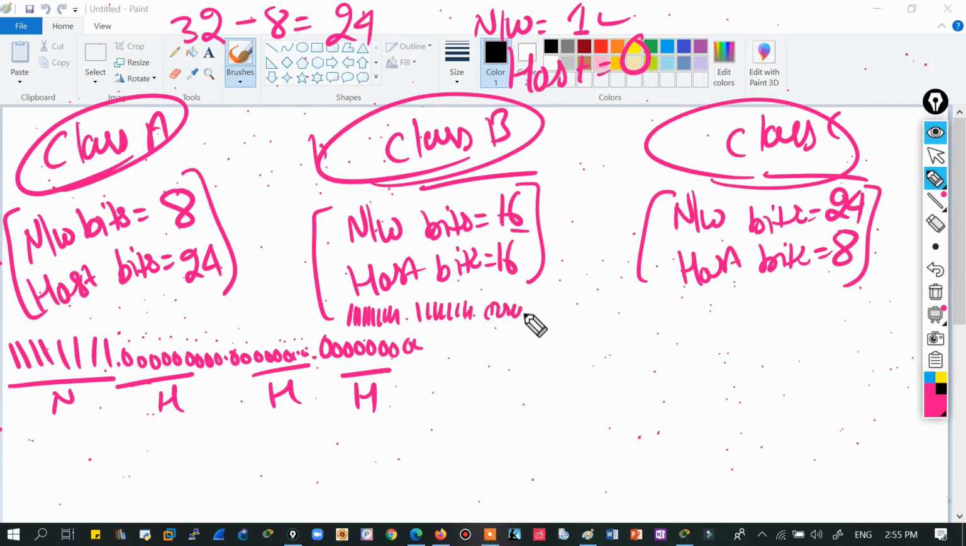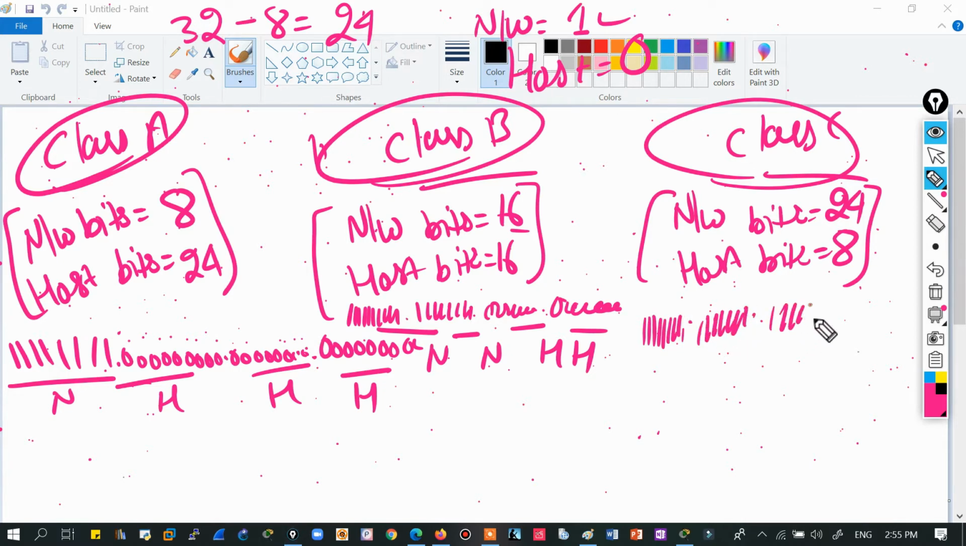And there should be 16 zeros, like this. So it means in class B there are 2 network parts and 2 host parts. It will make sense to you, just a minute. And in class C, 8, 16, and then 24 network bits and 8 host bits. So in class C there are 3 network parts and 1 host part.